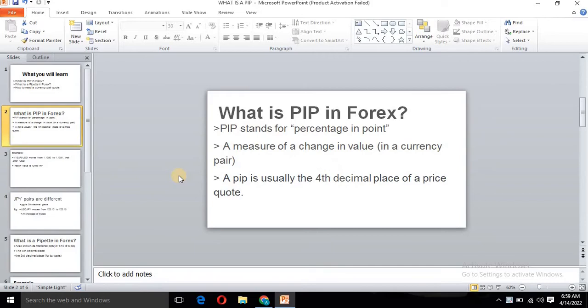So the first thing you need to understand is that PIP stands for percentage in points, and it means a measure of change in value in a currency pair, right? Then the third thing you need to understand is that PIP is usually the fourth decimal place of a price code. I'm going to explain this in detail, right?